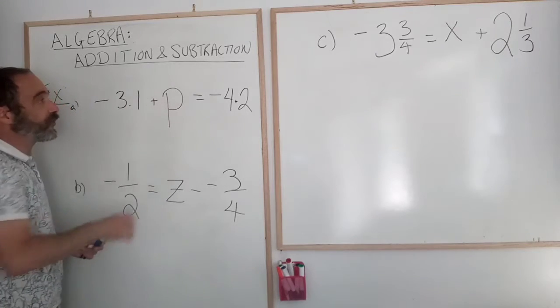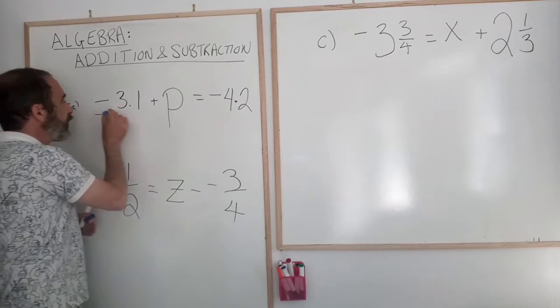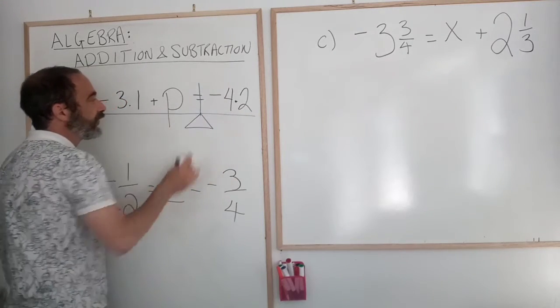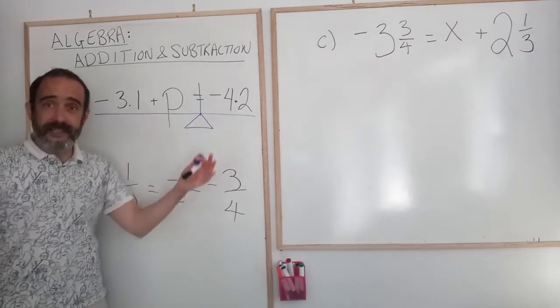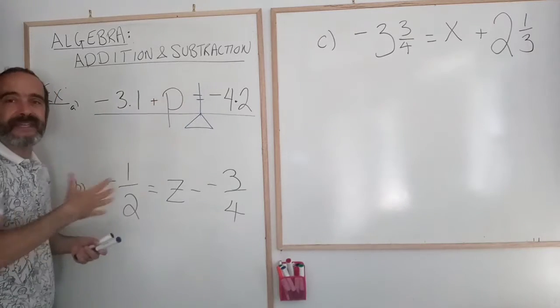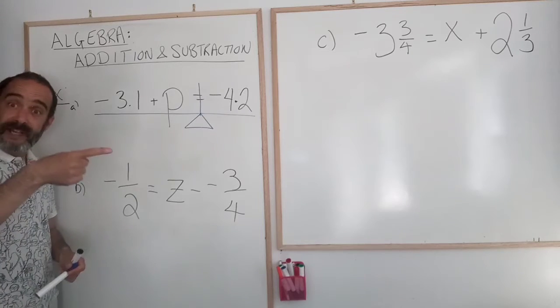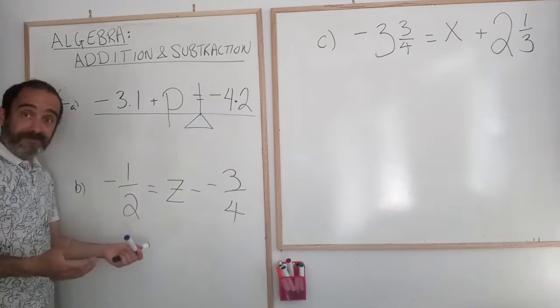So here we're looking to isolate p. We want to get p by itself. How do we get p by itself? Well, I'm going to draw myself that little balance scale to show that those two sides of the equation are equal, right? And then we're looking to get p alone. So how do we get p alone on that side of the equal sign? That's right. We have to get rid of this guy, that minus 3.1.